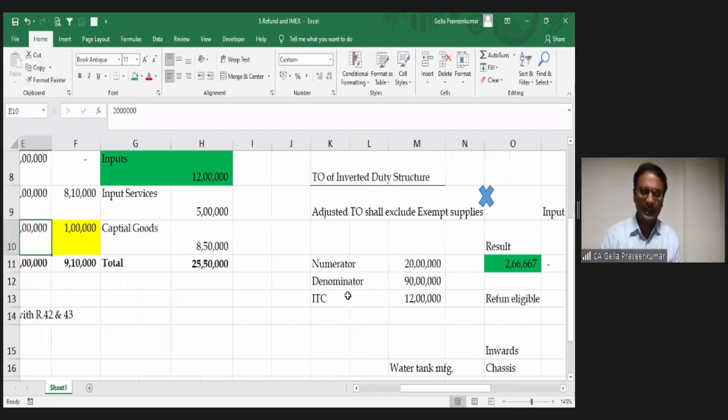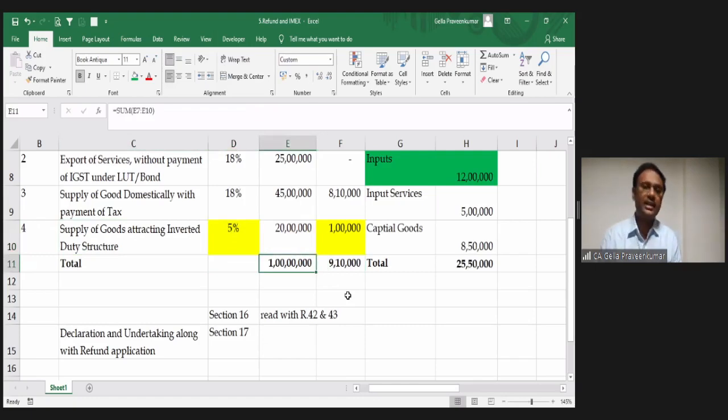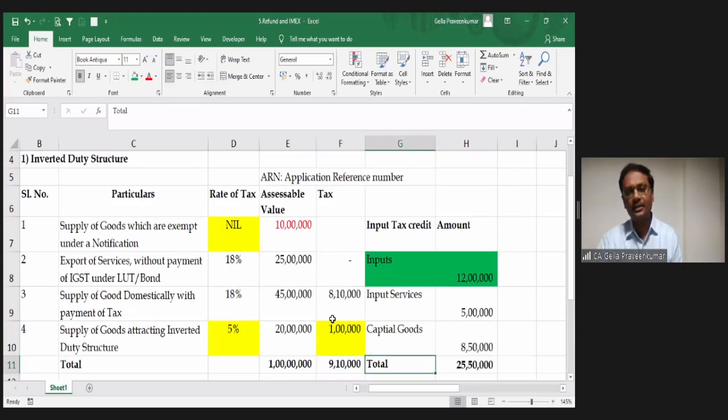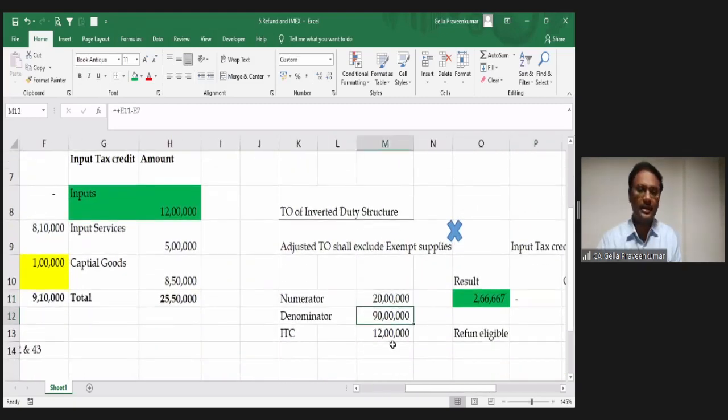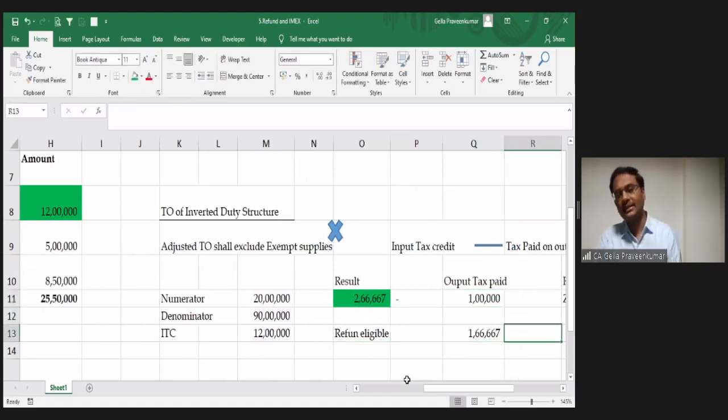From where did I get 20 lakhs? My category of supply, which is under your inverted duty structure, 20 lakhs, divided by my adjusted turnover. Out of total turnover of 1 crore, I am going to exclude my exempt supply. That is how I have the numerator and denominator revised. So when I apply that formula, I get my result of 2,66,000. The tax I have paid is 1 lakh. I am eligible for a refund of 1,66,667. Raman, hope I have answered your question.